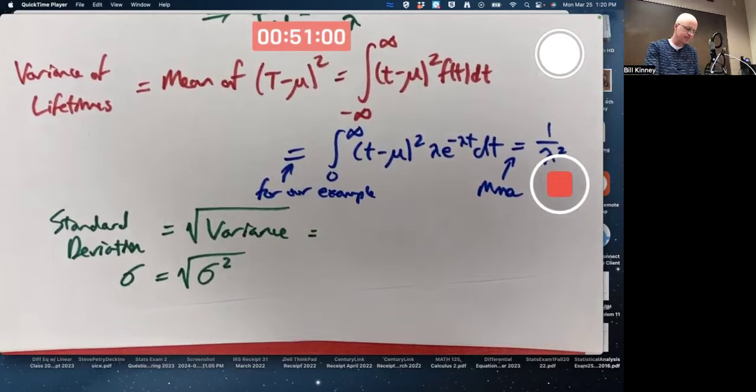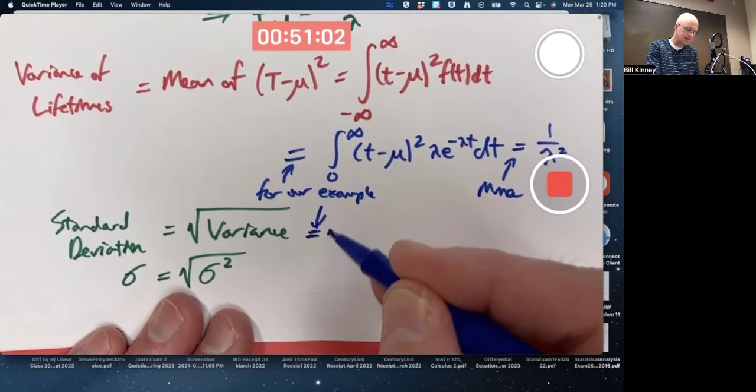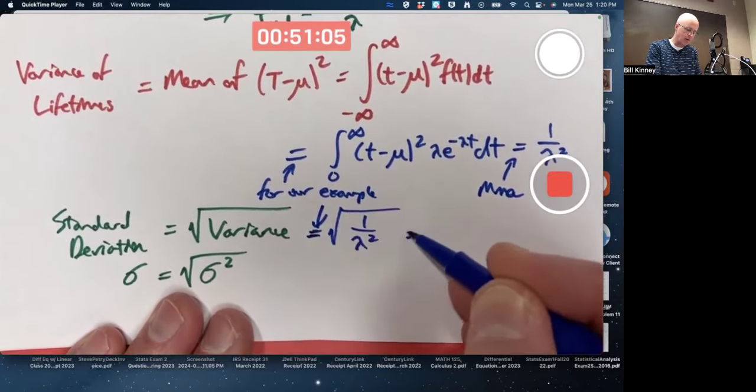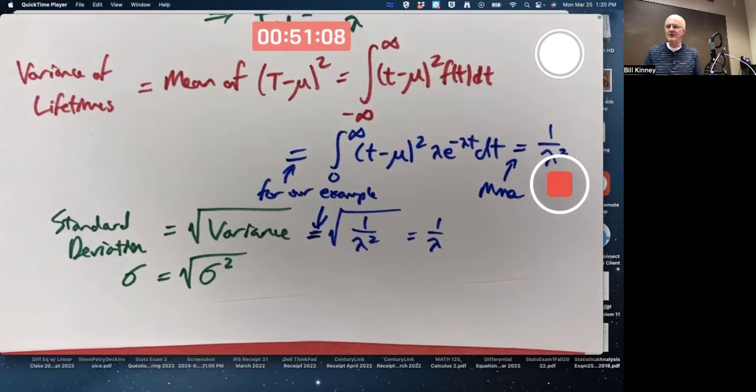For our example, it's the square root of 1 over lambda squared, which would be 1 over lambda, which is the same as the mean. Is that a coincidence? Yes, it's a coincidence. Usually that doesn't happen. But for exponential distributions, it does happen. The standard deviation is the same as the mean. It's nice, it's simple, doesn't usually happen. So if lambda's 1, this is 1. If lambda's 2, it's a half. If lambda's 3, it's a third.